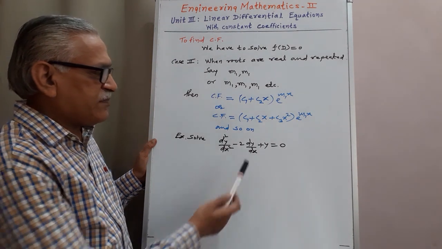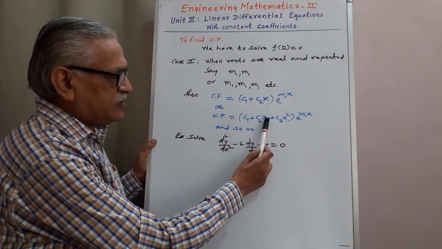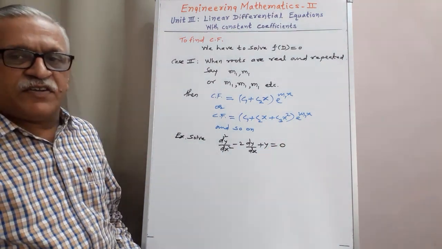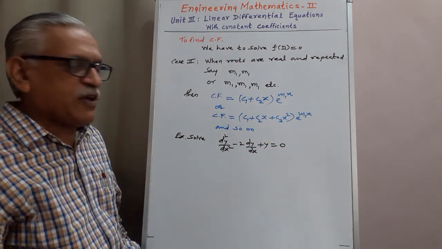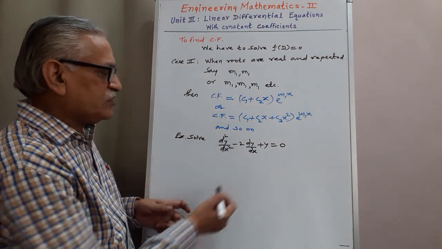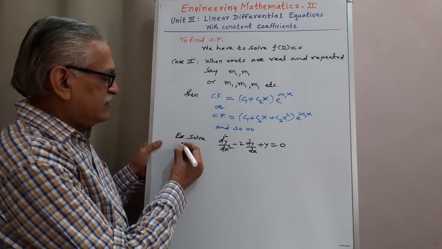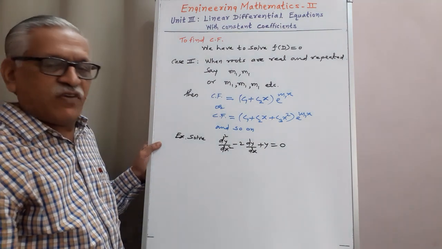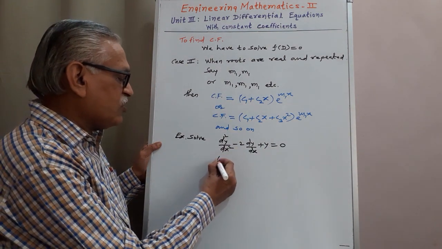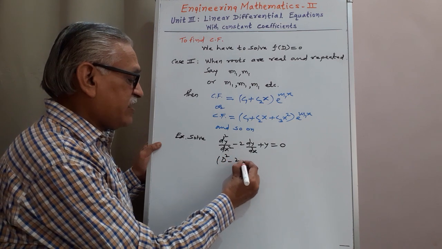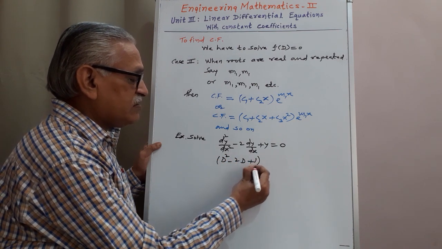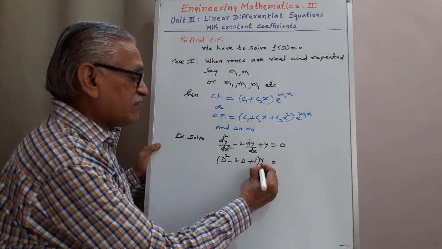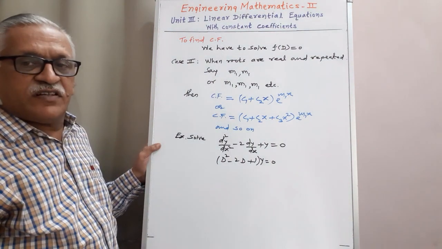If it repeats one more time, then it is c1 plus c2x plus c3x squared into e raised to m1x. That means for every repetition, we have to increase the power of x by 1, and so on. Then, first example, solve d2y by dx squared minus 2 dy by dx plus y equal to 0. Converting in symbolic form, we get (D squared minus 2D plus 1) y equal to 0. Equation in symbolic form.